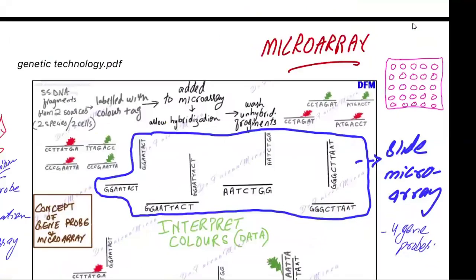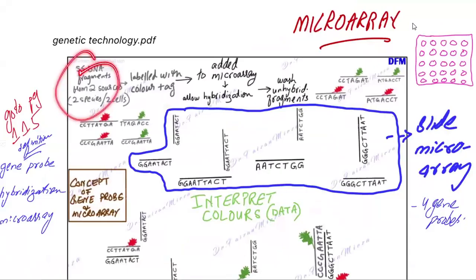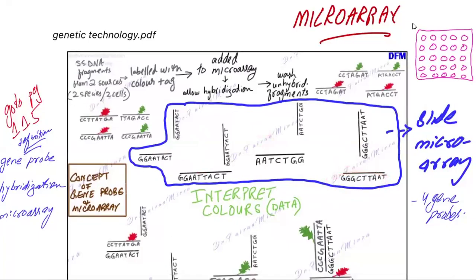So what do we do? We take the DNA molecules from two sources. For example, we fragment the DNA, we cut them. When we cut them, we convert the DNA molecules into single-stranded structures. We need single strands. So the single strand having a complementary sequence will come and attach at the respective gene probe.